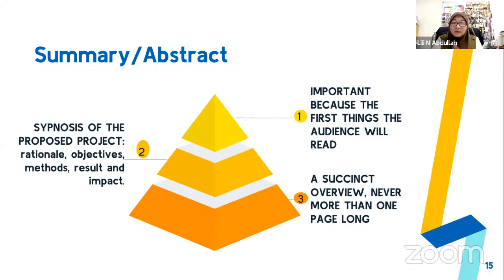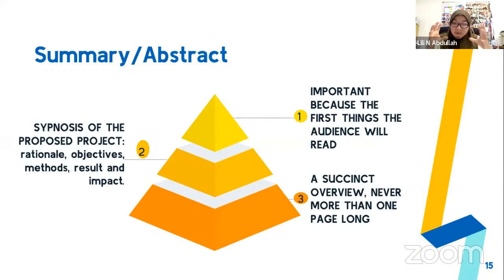You have to make sure that the audience, the reviewer, your supervisor, even your external examiner, understand what you want to do. They will see a wow factor there. Wow, this is a good project. I want to see more. I want to read more. What is the result? What is the method that you use and so on? That comes from the abstract.